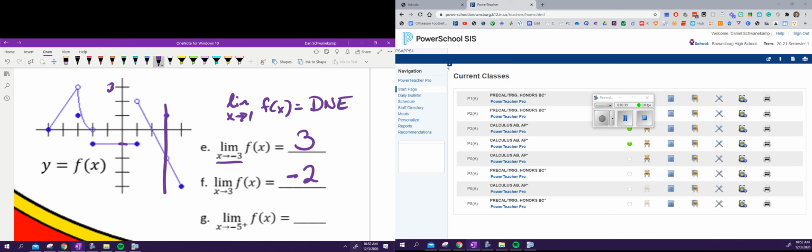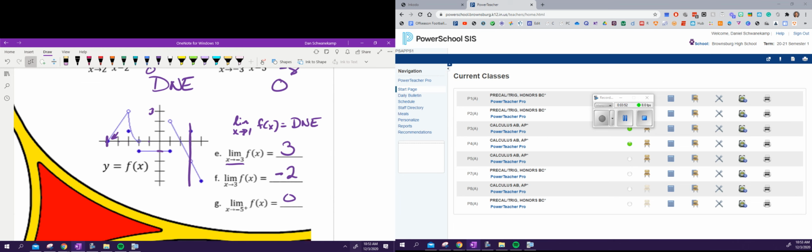Limit as x approaches negative 5 from the right. Show me with your fingers. What is the limit as x approaches negative 5 from the right? Here's negative 5. 1, 2, 3, 4, 5. I'm approaching it from the right. I get 0. Questions there?